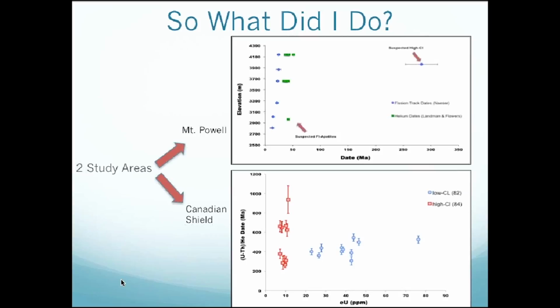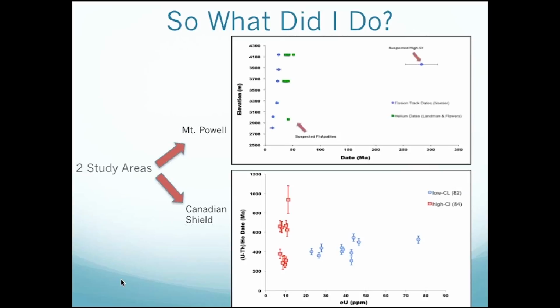I tested two areas in which apatites with contrasting chlorine contents were found. One was Mount Powell in the Gore Range, Colorado, right here. And if you look at the top graph, you'll see elevation versus date. The majority of the dates fall below 50 million years, but there is one anomalously old date of around 280 million years that just doesn't make sense. And that was collected by Charles Naser in 2002. And he tested the chemistry on that sample, and he found that it had much higher chlorine content than the other samples. And this was with fission track research.